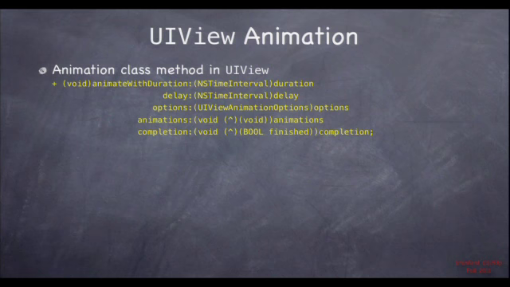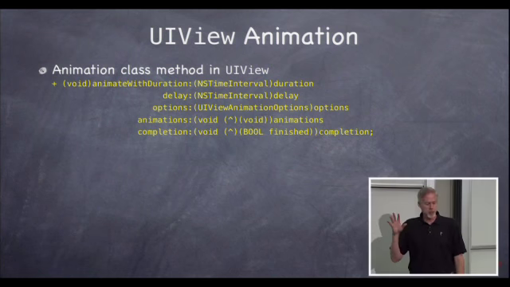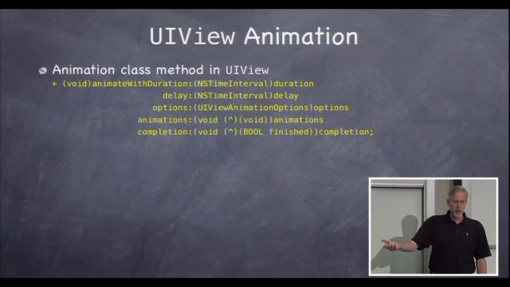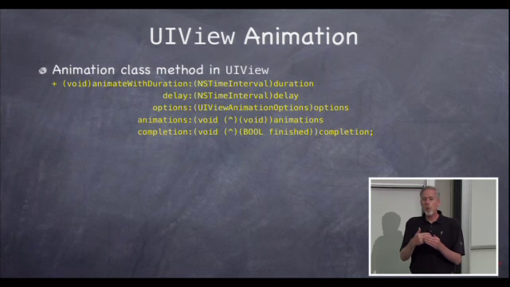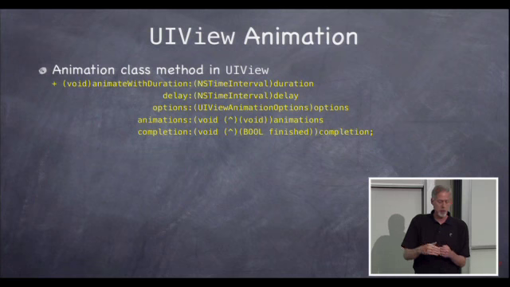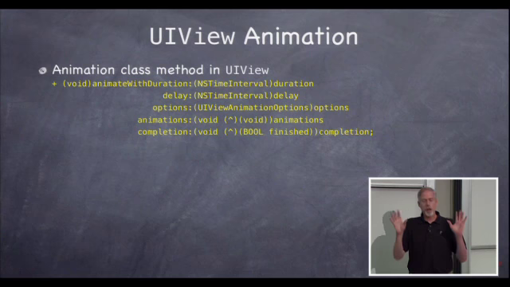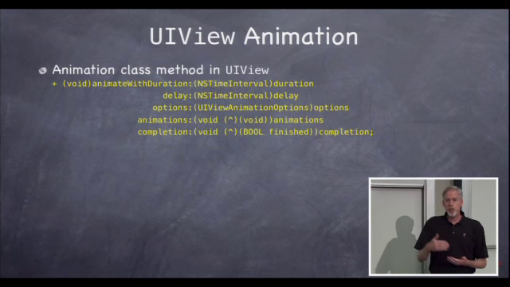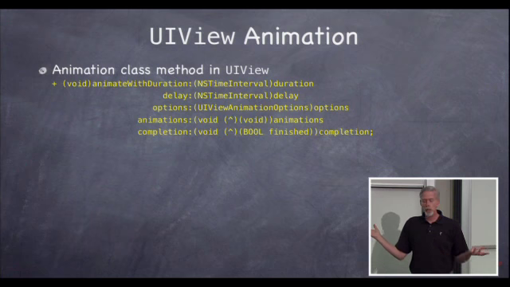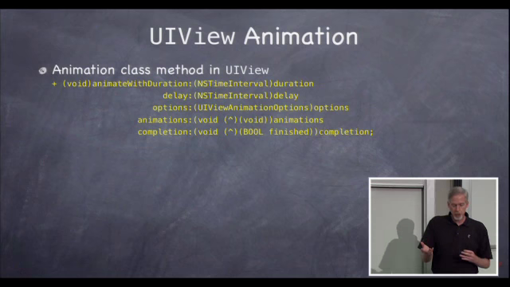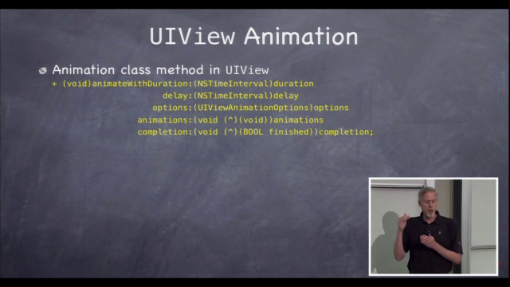So here's the method. There's a few methods. Some have fewer arguments, but they're all the basic thing. This is the main one. And you can see that it takes a duration. That's how long this animation is going to take. Delay, that's how long to wait before you start doing the animation. Okay, how long you wait from the time you call this method. Options, a whole bunch of options. We'll talk about that in a second. Animations is the block. Inside that block, you change a bunch of attributes of views. Okay, anything you want. And then completion. And the completion will tell you whether the animation was interrupted or whether it completed.